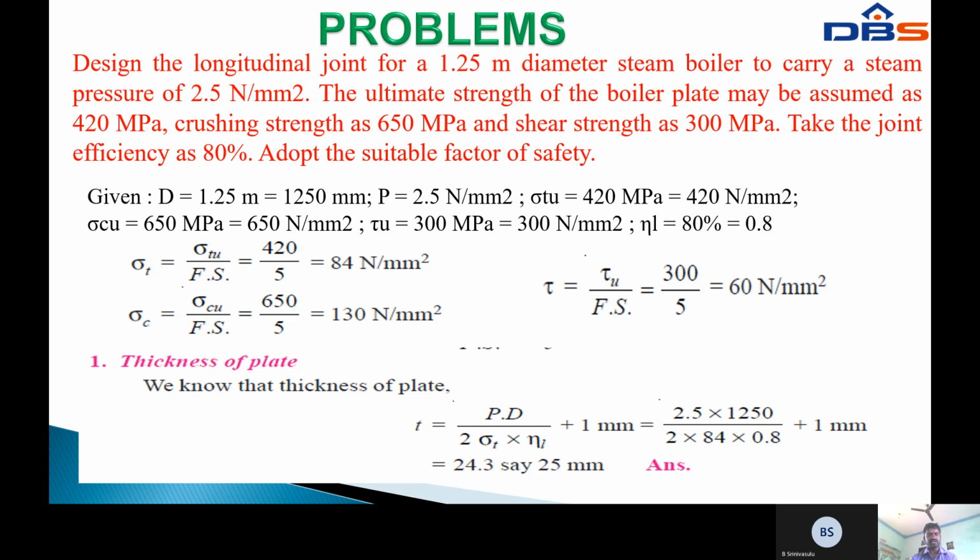First of all, write down the given data: D, P, sigma TU, sigma CU, tau U, and efficiency. Next, sigma T equal to sigma TU by factor of safety. Factor of safety is taken from the data book. Next, sigma C, and tau by factor of safety. Now the thickness of the plate: T equal to PD by 2 into sigma T into efficiency, plus 1. That equal to 25 mm.